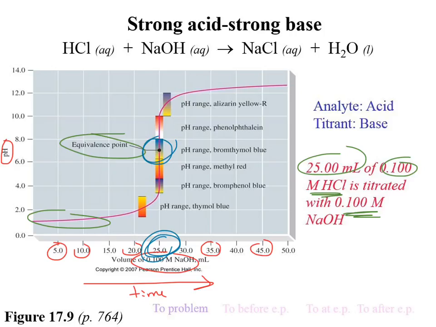Look where it occurred. What volume of NaOH did you dump in? 25.0 milliliters. That is actually one of the 3 points I said. Chemistry is different before, at, and after. So let's take a look at that. That's kind of what we have going on.